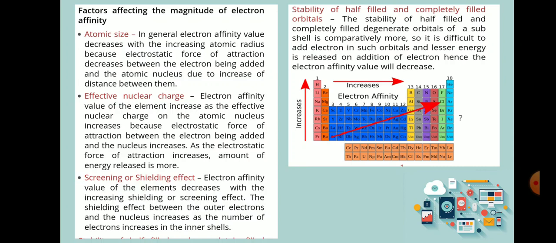Third one, screening or shielding effect. Electron affinity value of the elements decreases with the increasing shielding or screening effect. The shielding effect between the outer electrons and the nucleus increases as the number of electrons increases in the inner shell. Stability of half-filled and completely filled orbitals. Stability of half-filled and completely filled degenerate orbitals of a subshell is comparatively more, so it is difficult to add an electron in such orbitals and lesser energy is released on addition of an electron, hence the electron affinity value will decrease.